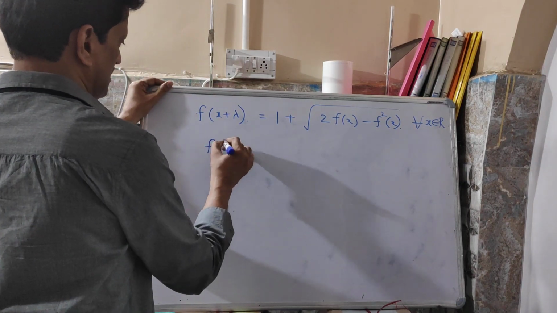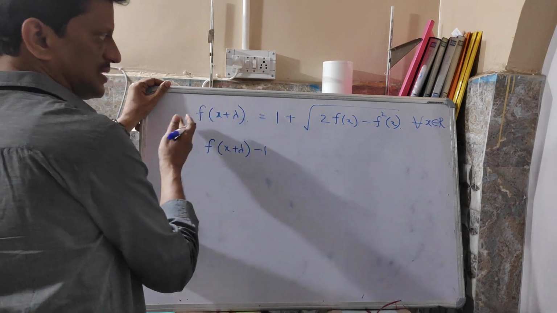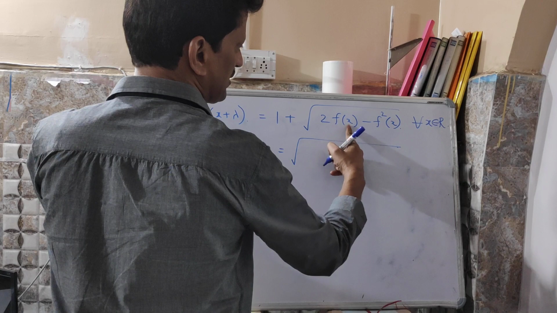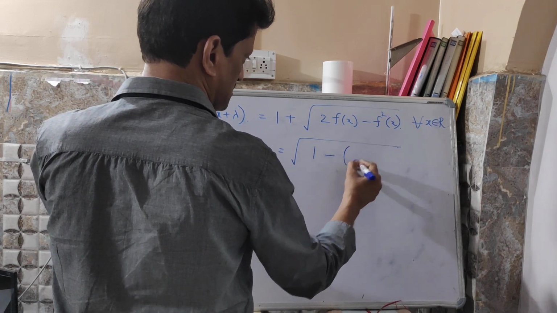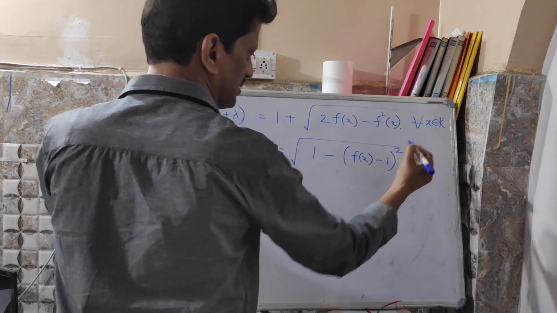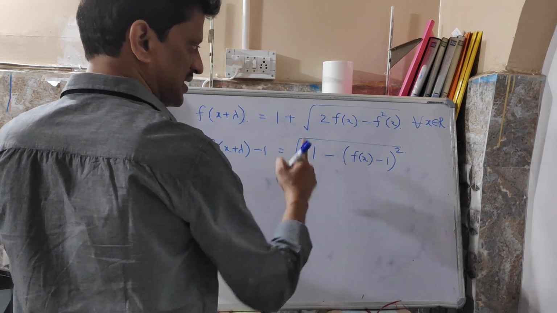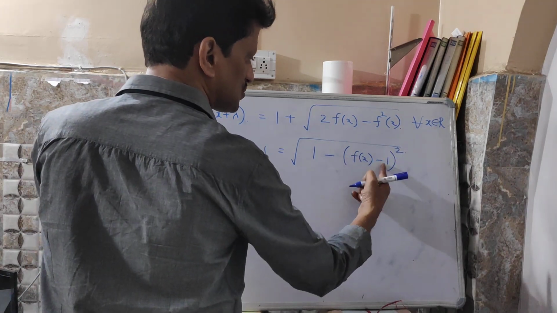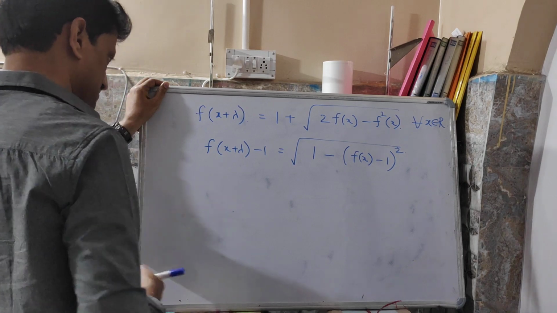So f of x plus lambda minus 1, ये 1 को लेफ्ट साइड ट्रांसफर कर रहे हैं, इज इक्वल टू अंडर रूट 2fx minus f square x को ऐसा लिखता हूं मैं 1 minus fx minus 1 whole square लिखता हूं. क्या होता है इधर ही 1 स्क्वायर, 1 minus 1 plus 1 कैंसिल हो जाएगा, minus fx square आ जाएगा and minus 2fx into minus, plus 2fx आ जाएगा. ओके राइट.